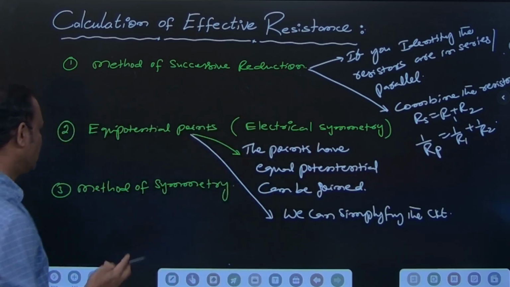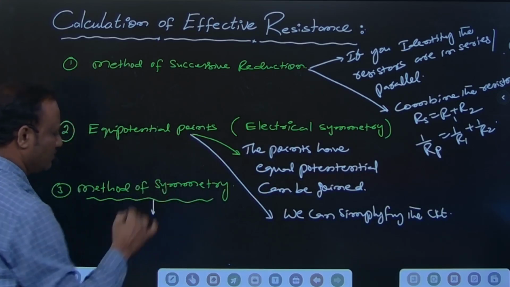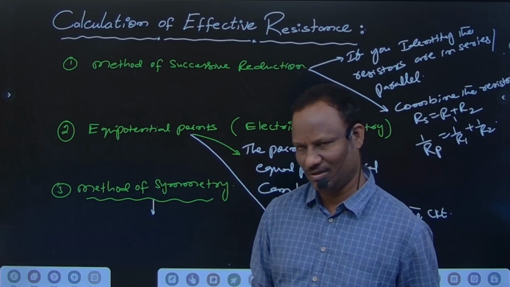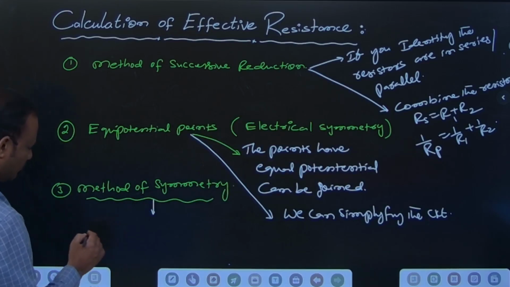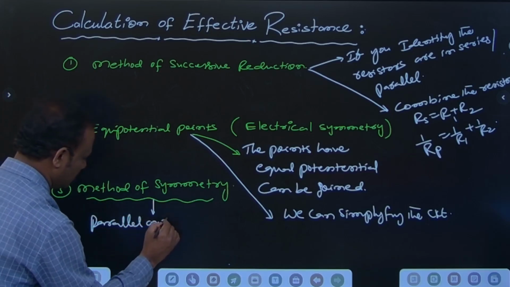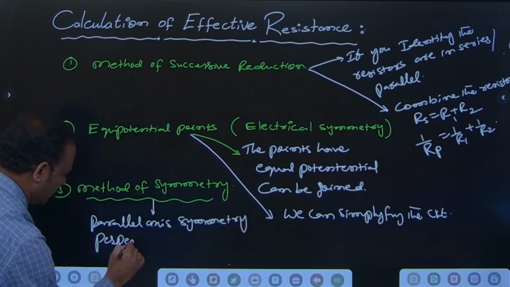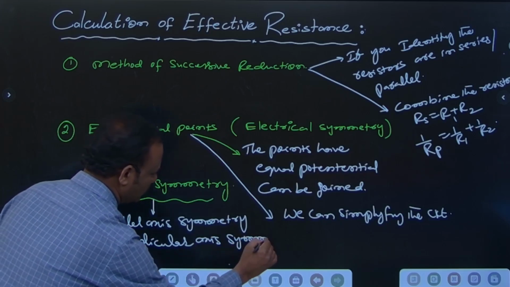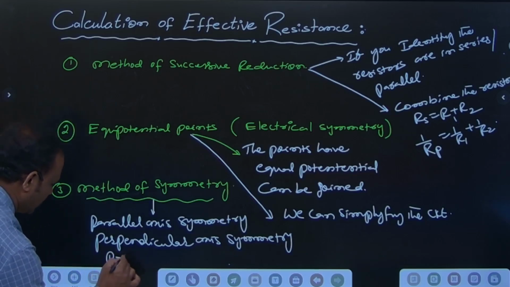Method of symmetry. In this method of symmetry, there are many different types of methods. Different people will use different methods, but whichever method you use, you get the same answer. In the method of symmetry, the first is folding methods. Folding methods means parallel axis symmetry and perpendicular axis symmetry. The next one is path symmetry.